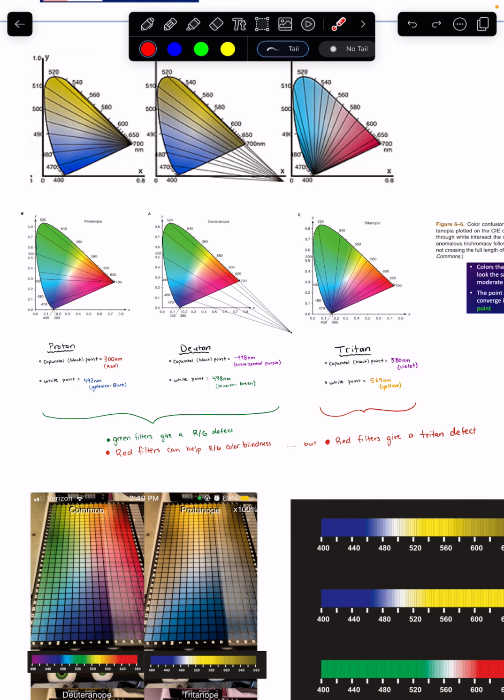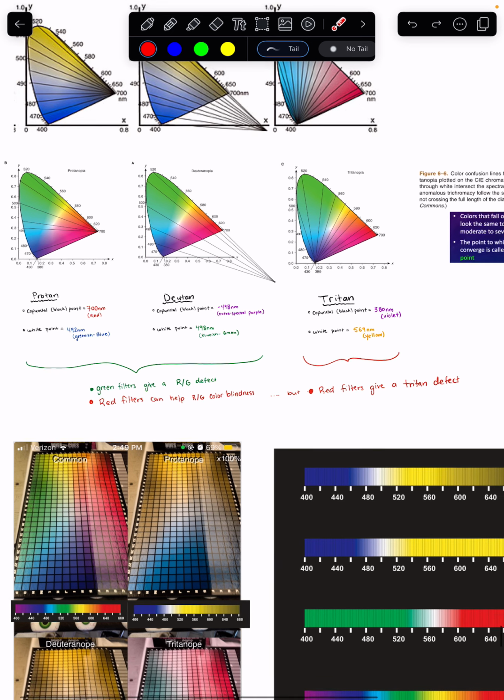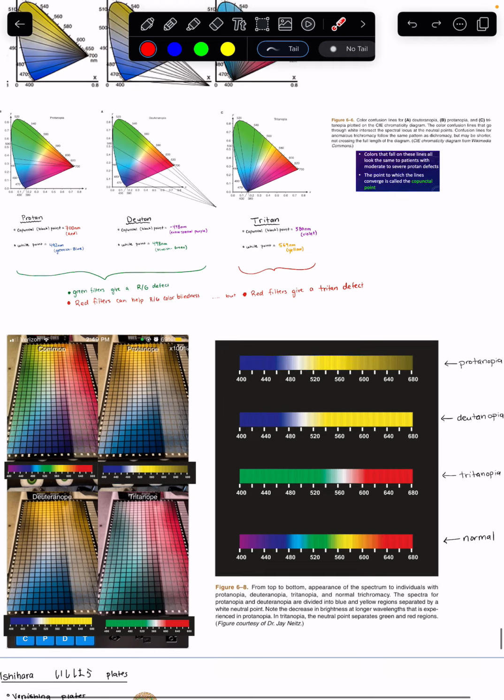And interestingly, if you have someone that's a protanopia or a deuteranopia and you give them red filters, when you're doing color vision testing with those books, they'll be able to start to see the numbers or the shapes in there. So red filters can help people with red-green color blindness, but what does it cause? It causes a tritan defect. So when you put on the red filters or a red lens, it's going to cause a tritan defect. So it may help a little bit with the red-green color blindness, but then it causes a different problem. Okay, so that's important to know for this lab.